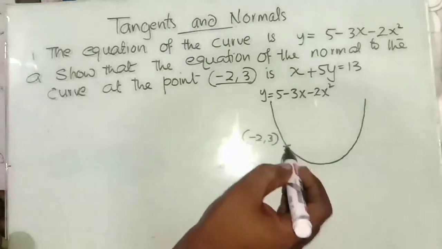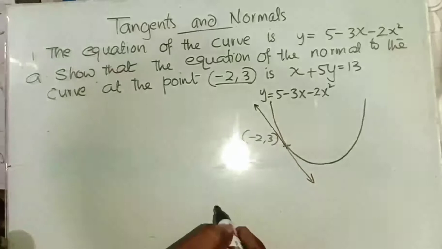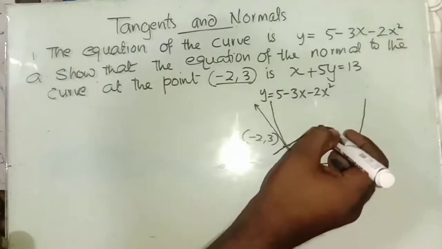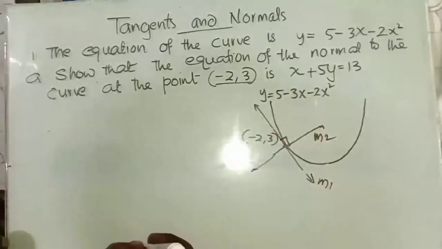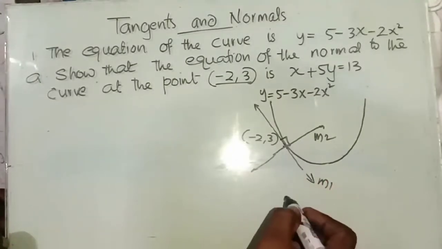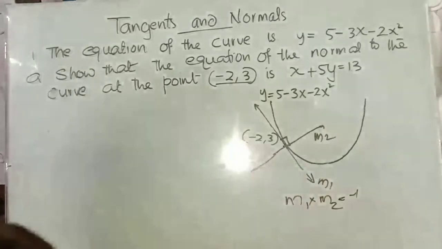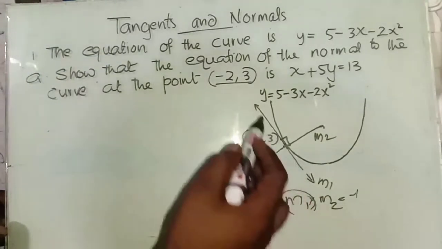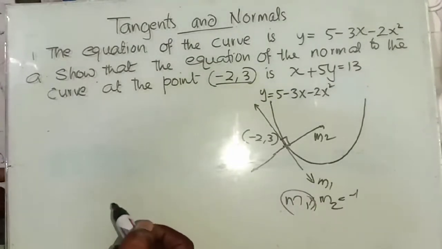But before finding the equation of the normal, let's draw a tangent through that point with a gradient m1, so that its normal is perpendicular to the tangent, with a gradient of m2. And as we discussed earlier, as they are perpendicular, m1 multiplied by m2 is equal to minus 1. This is a concept we are using here also, but we require m1. What is m1? m1 is the gradient of the tangent. So we need to find the gradient of the tangent.